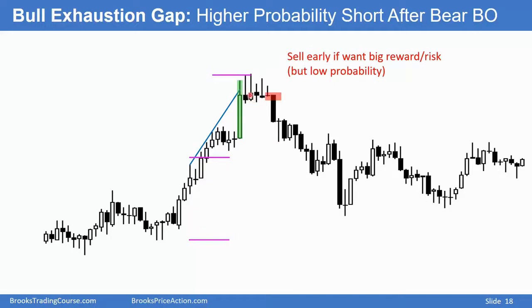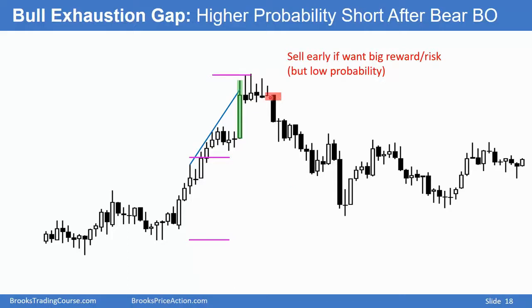Here we have a second entry short. Here's the first entry, the market going below this bar. The bull's trying to resume again. We have a micro double top here, we have a small double top here, and now we have a failed breakout for the second time. The breakout failed here, the bull's trying to resume, and now it's failing a second time. That's a higher probability short.